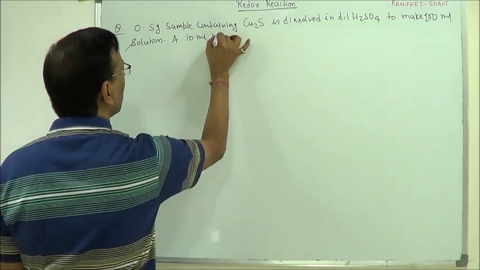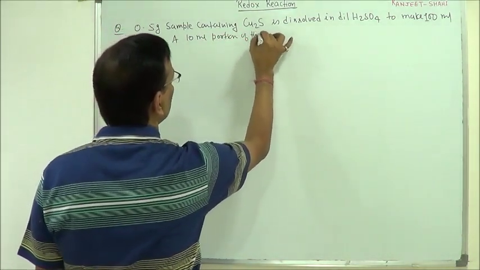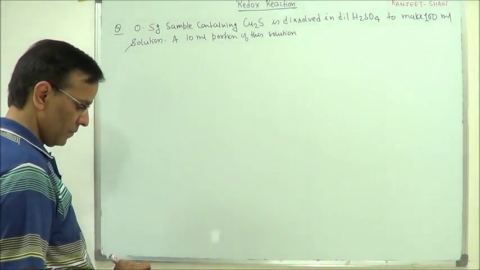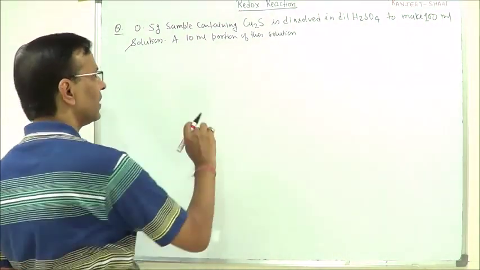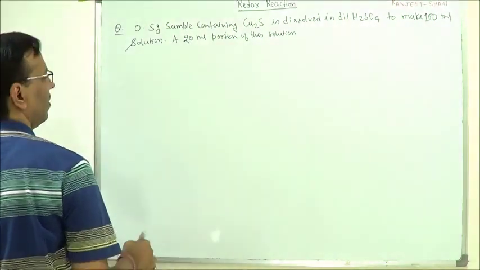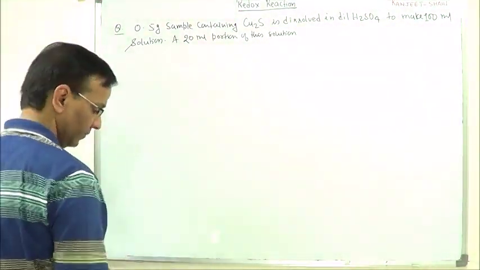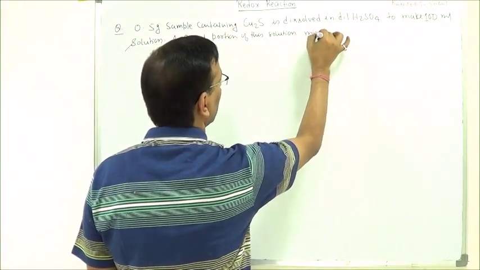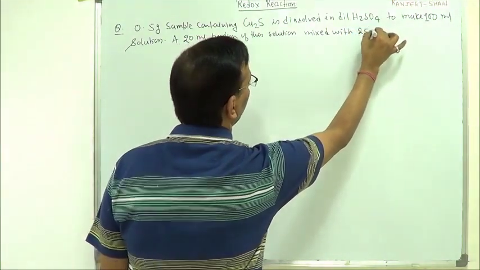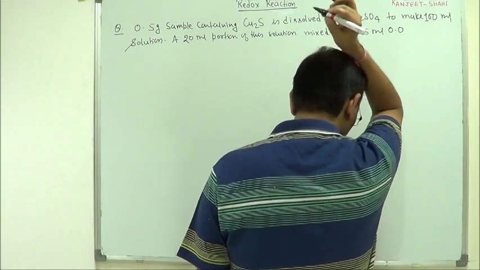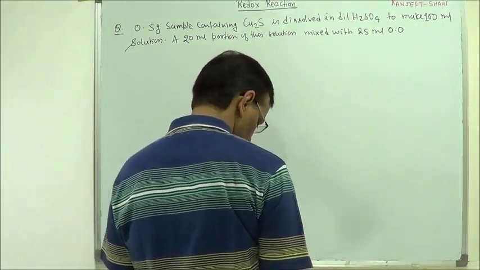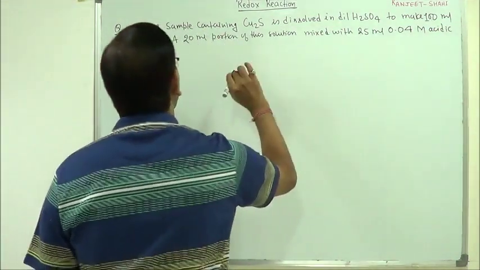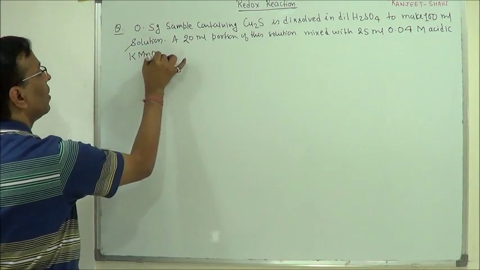A 10 ml portion of this solution, let us take 20 ml for better data, 20 ml portion of this solution is mixed with 25 ml 0.04 molar acidic KMnO4 solution.